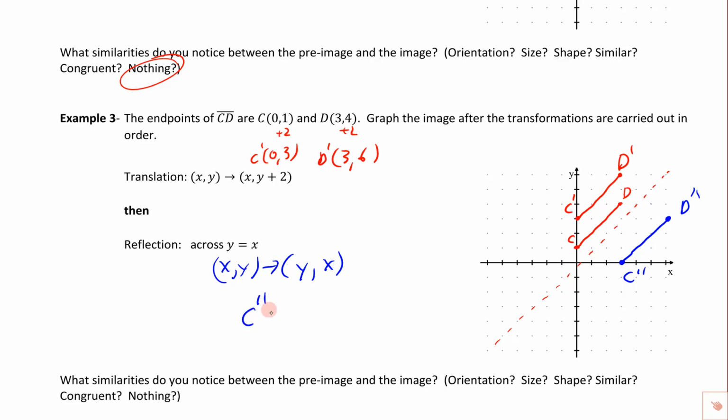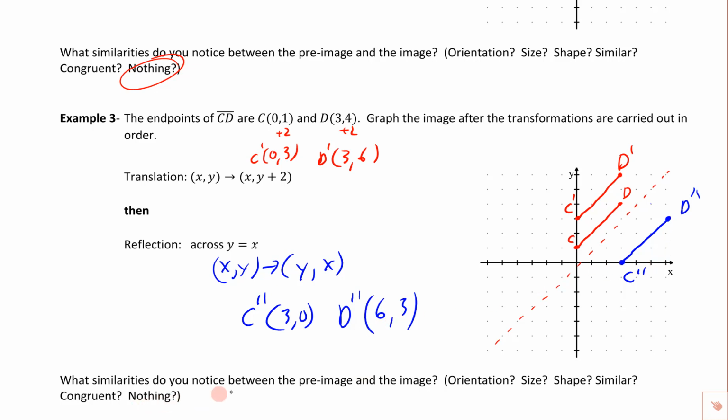So C double prime would be (3, 0). We literally just switch them. And D double prime would be (6, 3). So let's check and see. (3, 0), there we are right there, and (6, 3), over 6 and up 3. So we're in good shape there.